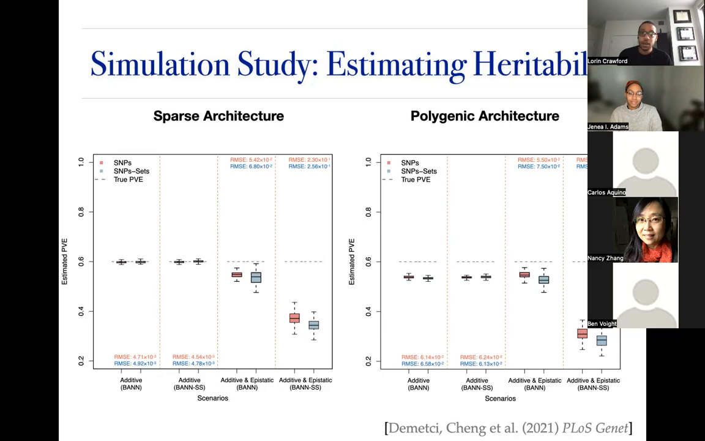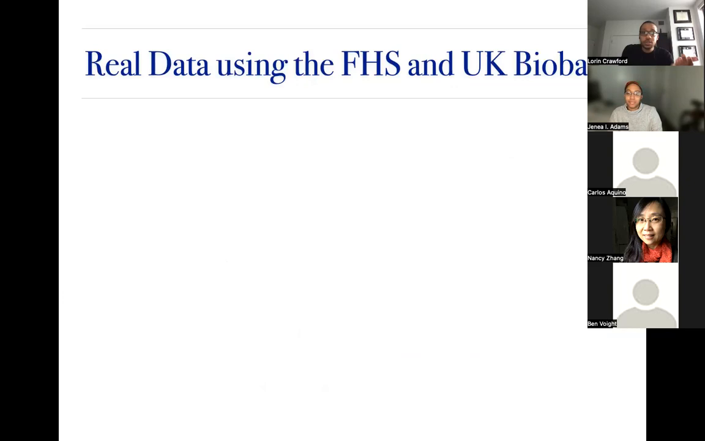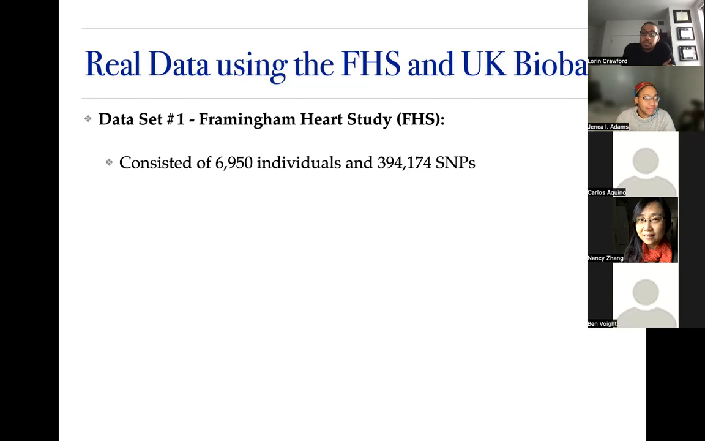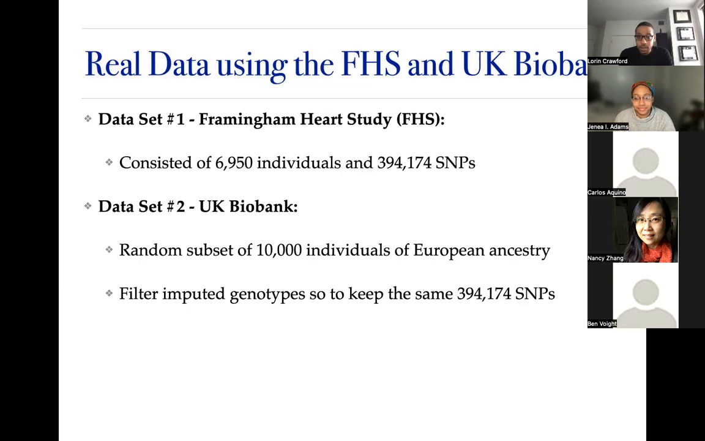Yeah, great. So I guess I'm running out of time, so I'll just go really quickly in terms of real data stuff. In the real data example here, we focus on two studies, Framingham Heart Study and the UK Biobank. We limited the UK Biobank to the same exact SNPs that were in the Framingham Heart Study, so we can compare and contrast replicability. Here we have 7,000 individuals for Framingham Heart Study and 10,000 European ancestry individuals in the UK Biobank.